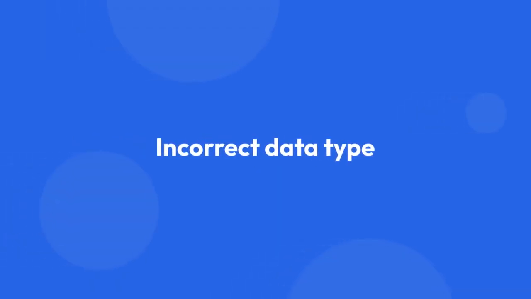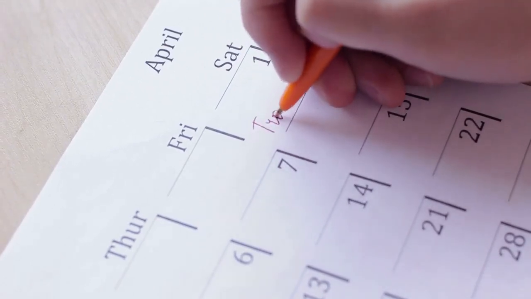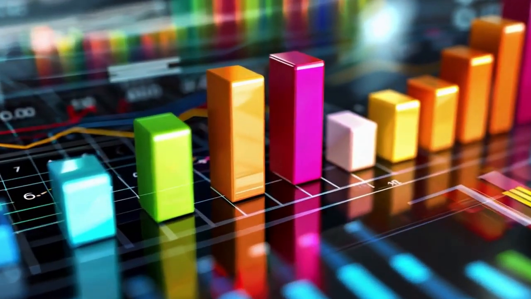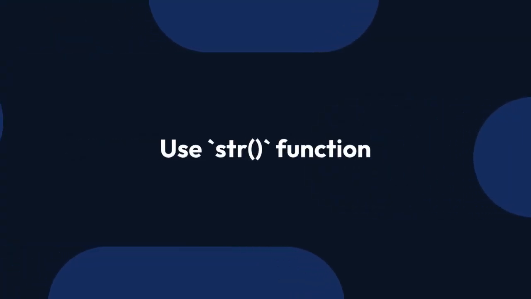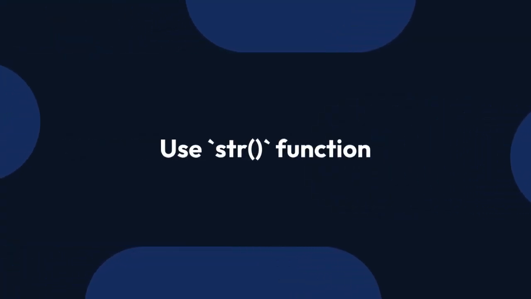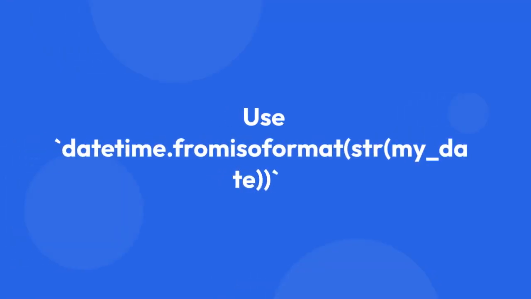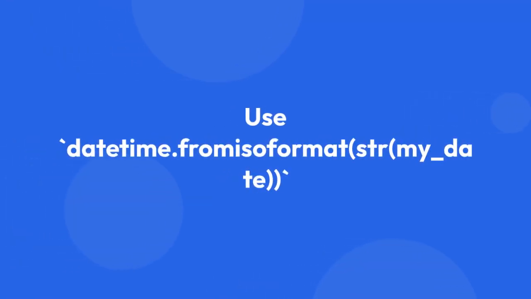3. Common causes and solutions. Incorrect data type. Let's say you're pulling data from a spreadsheet or a database, and the date column isn't stored as a text string, but as a number or another data type. Before using fromisoformat, you need to convert it to a string using the str function. For example, if my_date is an integer representing a date, use datetime.fromisoformat(str(my_date)).